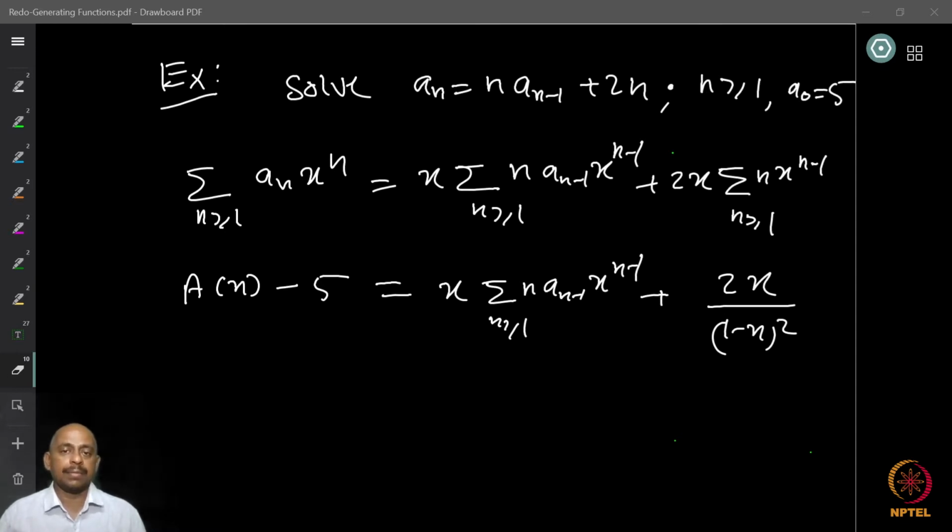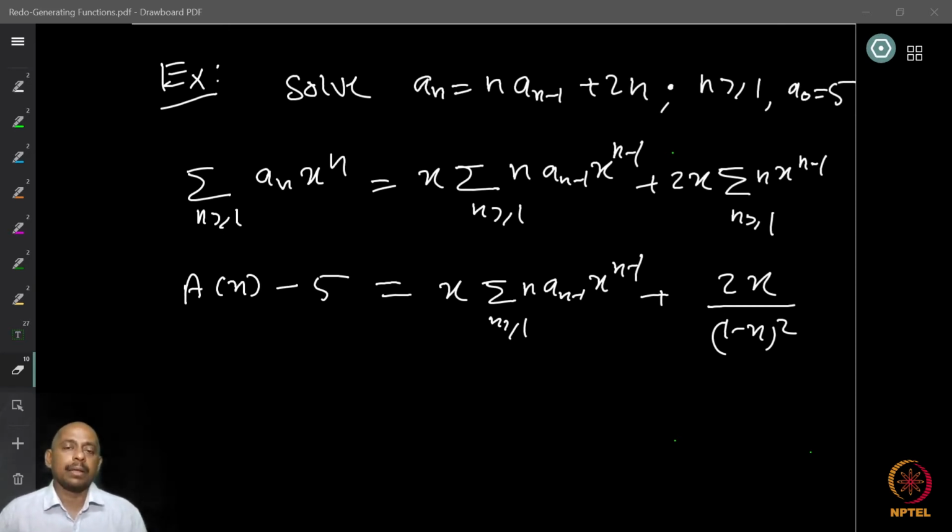So let's say that we are given the following recursion formula: a_n is equal to n times a_{n-1} plus 2n. It is defined in terms of a_{n-1} and n, where n is greater than or equal to 1, and a_0 = 5 is the initial condition.